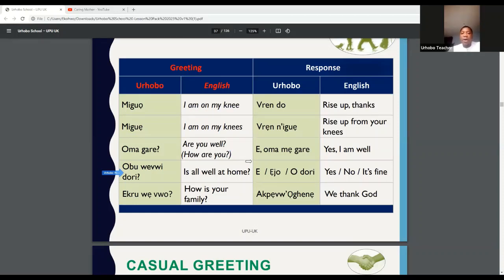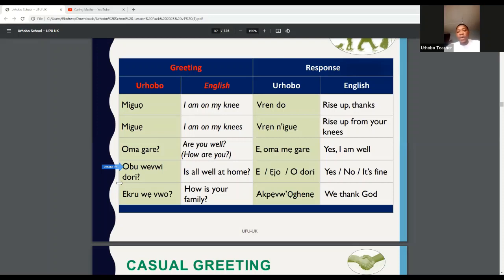Okay. Now, the next question you would likely ask during your greetings is, "Is home okay?" Home in Urhobo is Wewi. Wewi. Home. It also means house. You can use it for home, you can use it for house.